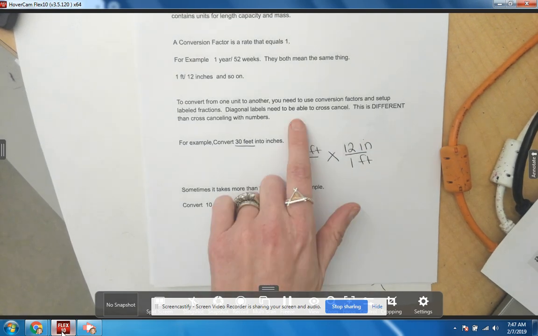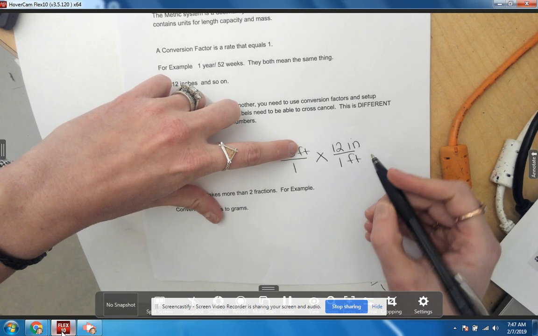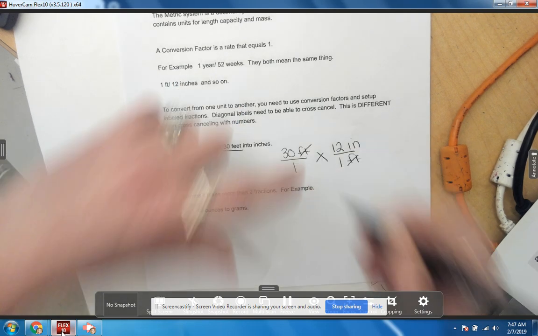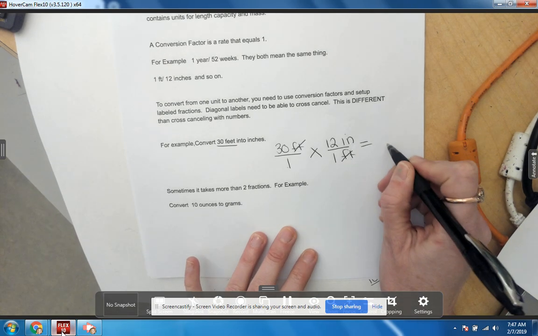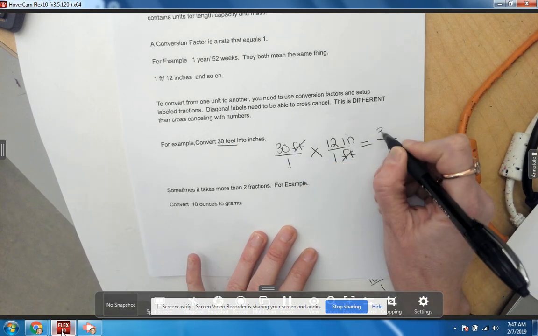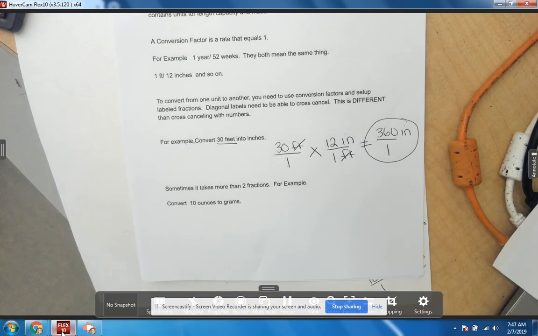When it says cross-cancel the labels, that means you look diagonally across and if they have the same label, you cross out the label. That's what I'm doing here. Now I'm going to multiply across. 1 times 1 is 1. 30 times 12 is 360. The label is now inches, and that is our answer. So that means 30 feet is the same exact thing as 360 inches. Okay, I'm going to try the next one.